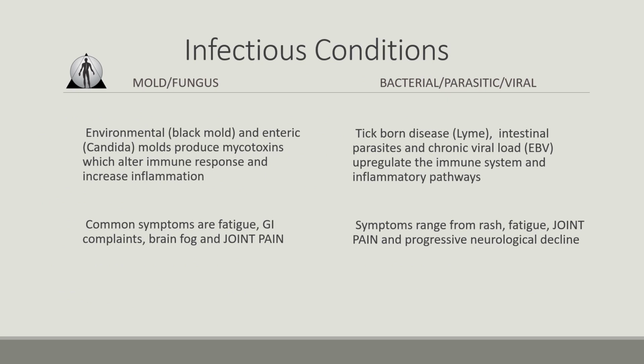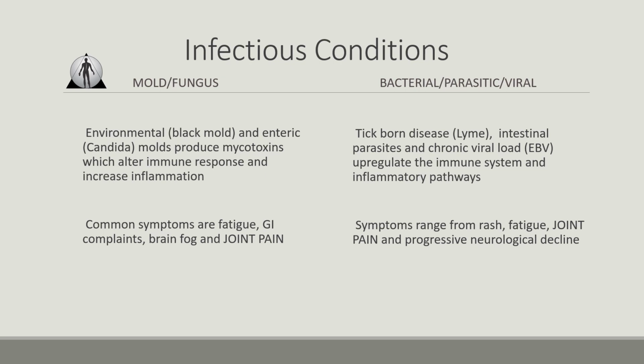New to the block, certainly within the last 20 years, is the talk of infectious conditions that can cause chronic pain. The two biggies that I really picked out were mold and fungus. When we start to accumulate mold in the body, either an environmental mold, a black mold that you hear about in buildings, or enterically inside of us, a candida, the problem is that these molds produce mycotoxins, and mycotoxins are, as it says, a toxin which alters immune responses and increases inflammation.